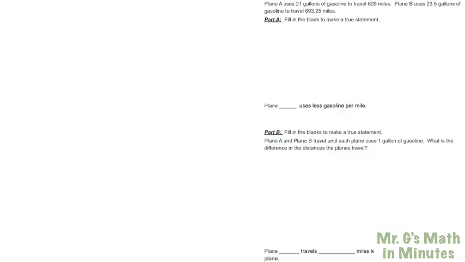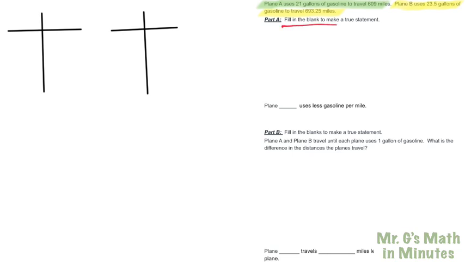All right, the next problem, we're talking about plane A and plane B. They give us some information about plane A. They tell us that plane A uses 21 gallons of fuel to go 609 miles. They tell us that plane B uses 23.5 gallons of gas to go 693.25 miles. So if we go ahead and create our table, I'm actually going to make 2 tables, one for plane A, one for plane B, so that we can compare these things, because they want us to fill in and make a true statement, which plane uses less gas per mile.